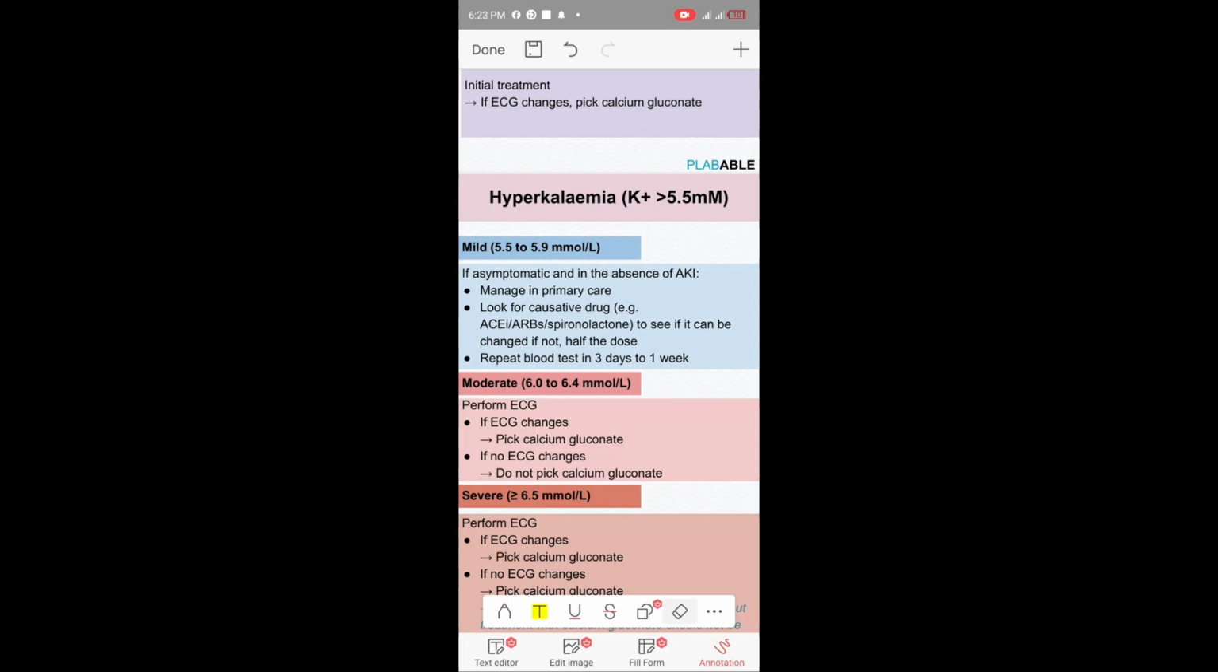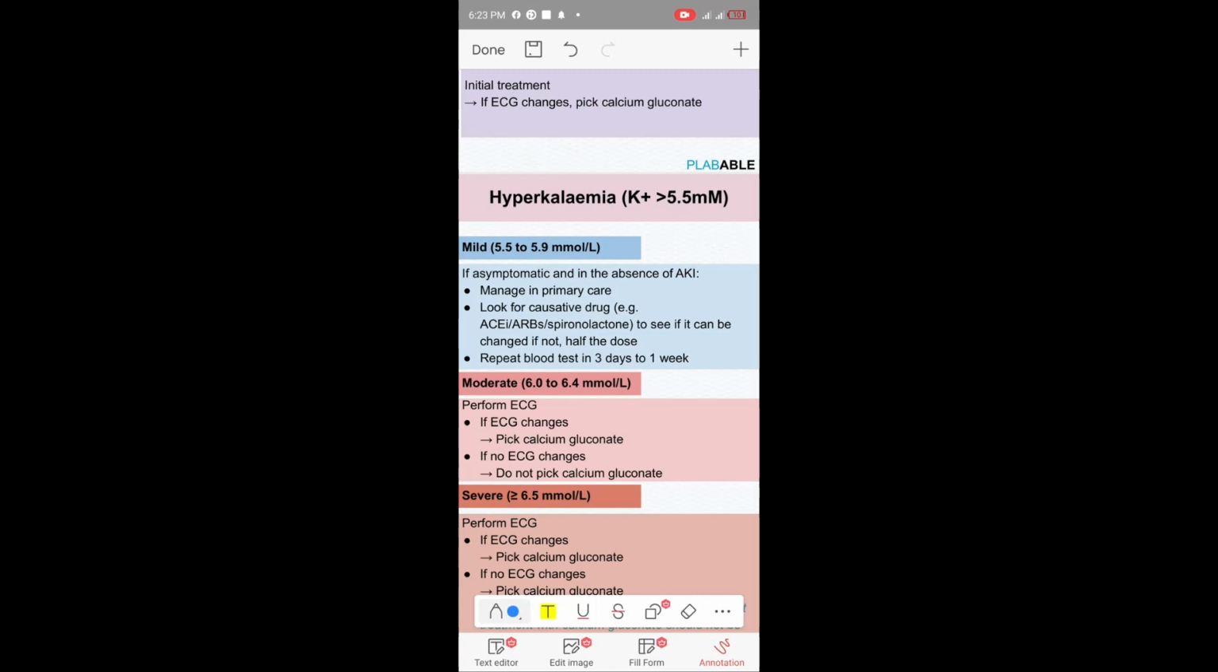If there are ECG changes, then you need to give the patient calcium gluconate, which is a membrane stabilizing agent, because these patients are prone to develop ventricular arrhythmias, ventricular VTs and VFib, when they have hyperkalemia.